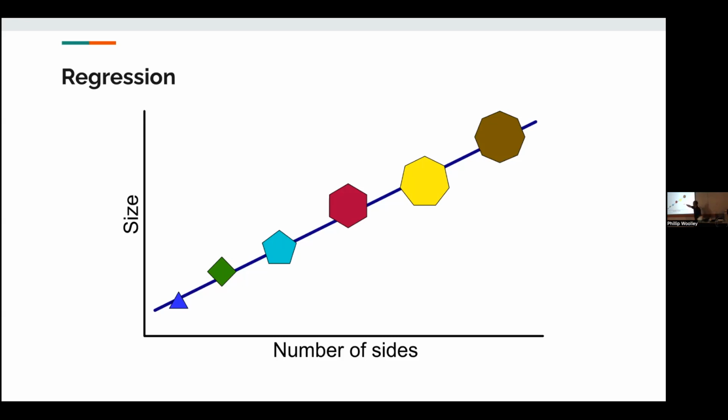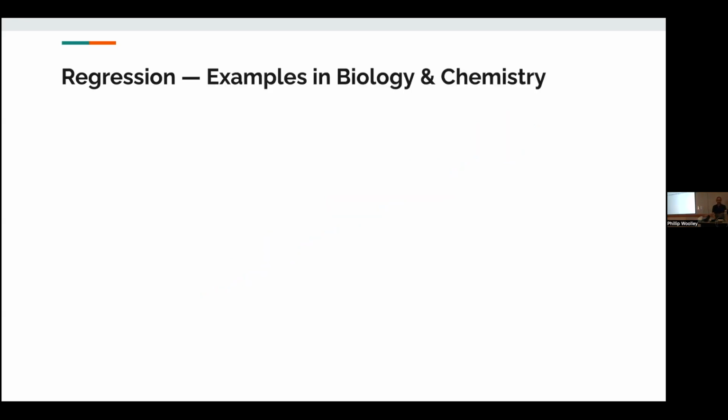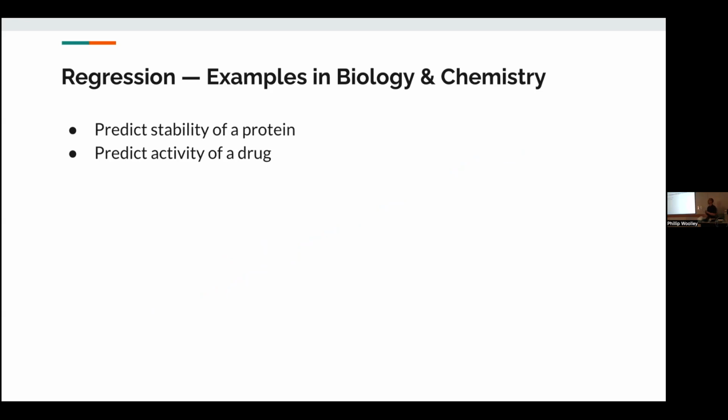We want to predict a numerical quantity based on some attributes that we may have. And then typical examples are, let's say we want to predict the stability of a protein, right? Not just whether the protein is stable or not, but actually how stable is the protein. That would be a regression problem. Or the activity of a drug. So in the classification, it was just, is it active or not? In a regression, it would be, no, this is how active specifically it is.